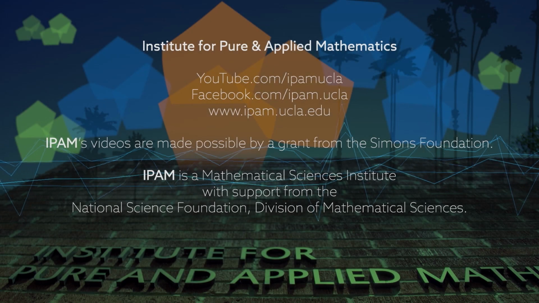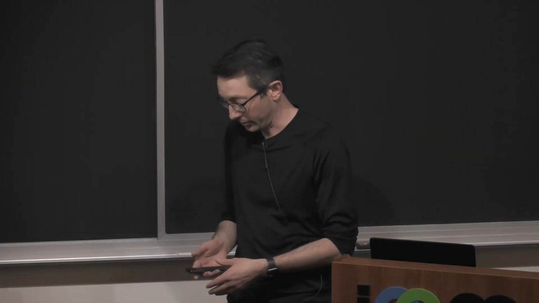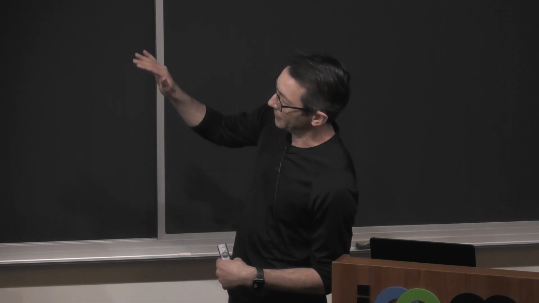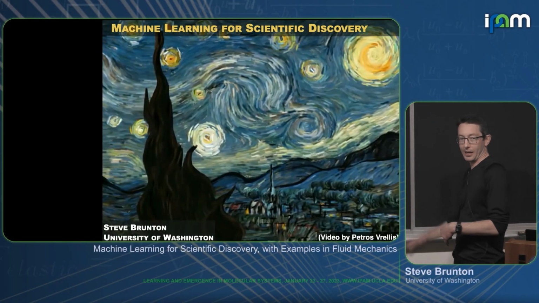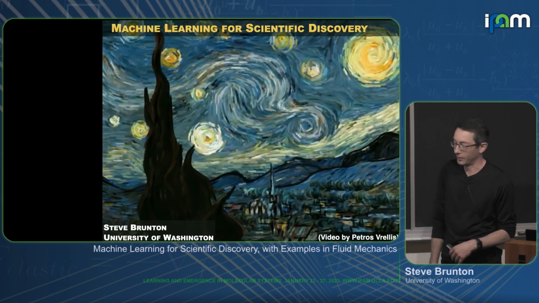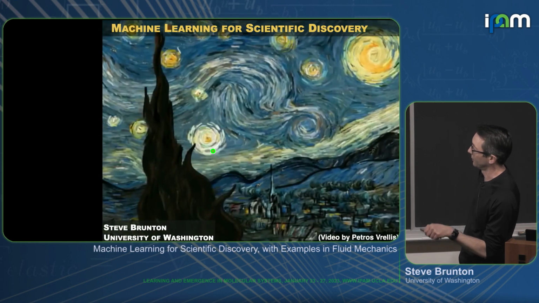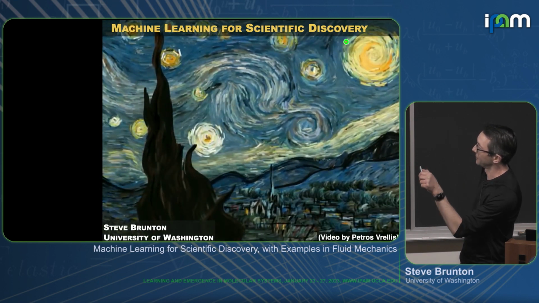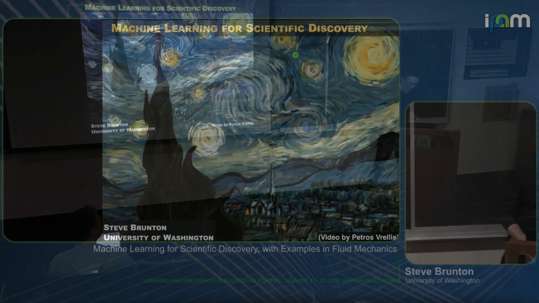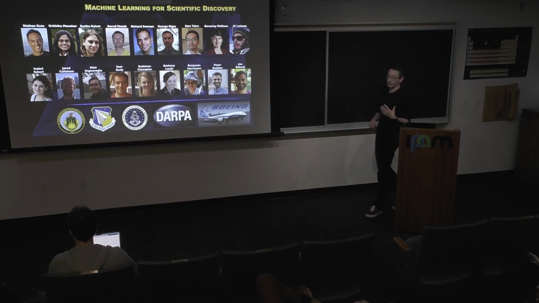So I'm really excited to tell you about some of the recent work we've done on using machine learning for scientific discovery. The title is, comma, with examples in fluid mechanics. Depending on the audience, sometimes I talk more about the fluid, sometimes I talk more about the discovery. Here I'm going to talk more about the scientific discovery. Before starting, I want to acknowledge a number of excellent co-authors and collaborators on this work.